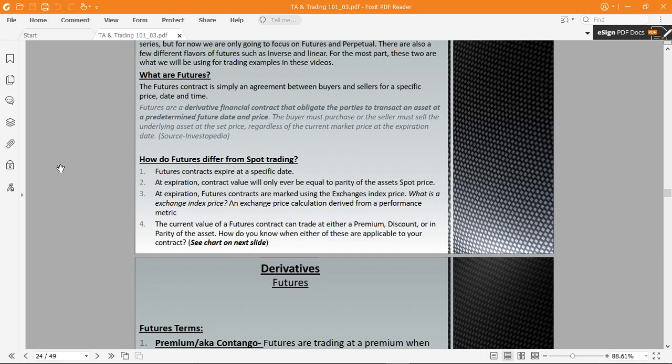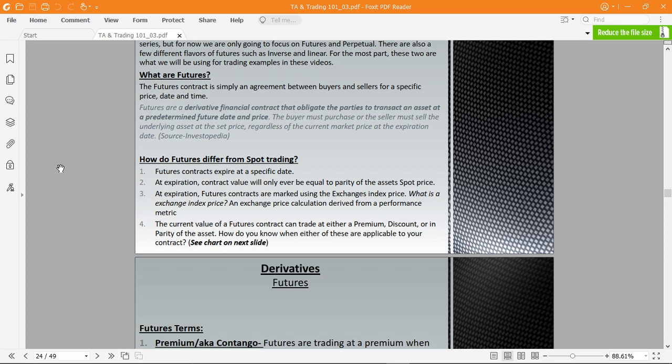Well, one, and this is the primary difference: futures contracts expire at a specific date. Number 2, at expiration, those contract values will only ever be equal to parity of the asset's spot price. Number 3, at expiration, futures contracts are marked using the exchange's index price. And you may be asking yourself, what the heck is an index price? We'll get into that a little bit later, but for now, know that it is an exchange price calculation that is derived from a performance metric that the exchange uses.